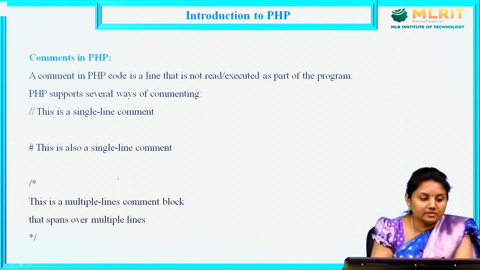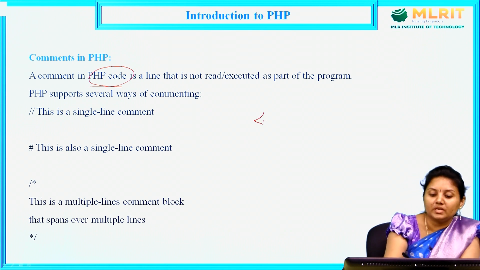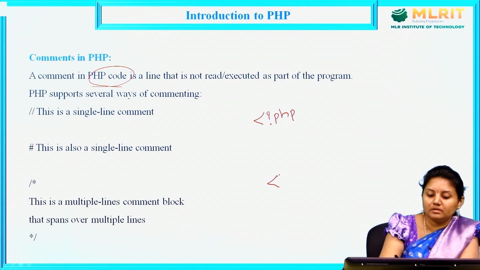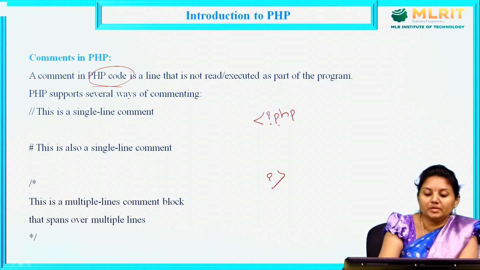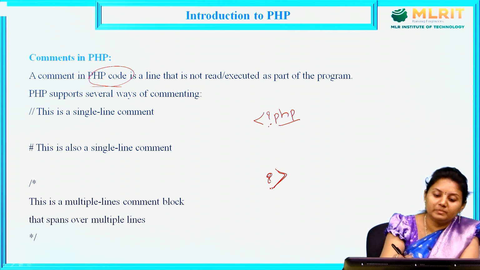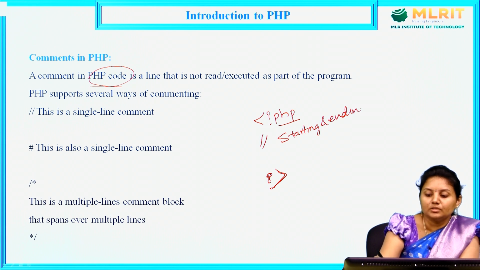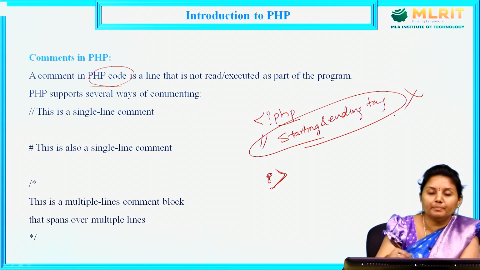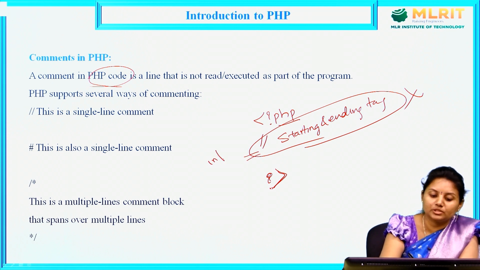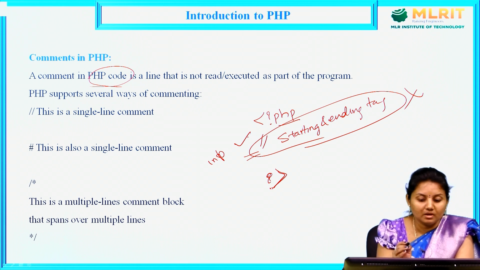Comments in PHP, how to write comments. Comments in PHP are lines that are not read or executed. PHP programs are started or written using the opening tag, question mark, less than question mark, PHP, and the closing tag will be question mark and the closing angle bracket. In between, if you want to give comments, just give a double slash to write a comment. So this is a starting and ending tag. When you write this, the line will not be printed in the output. This is just to give information, not to execute in the program.